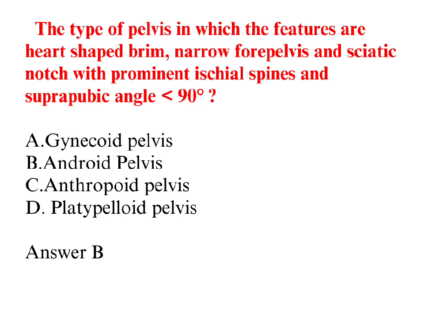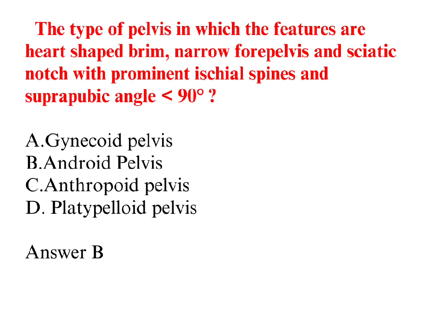Okay, first we will see the answers. A gynecoid pelvis, B android pelvis, C anthropoid pelvis, D platypelloid pelvis. Okay, we will see one by one. A gynecoid, the shape of the pelvis is round and wide, normally female pelvis. B android pelvis, that is heart shaped pelvis, mostly this will be seen in the male pelvis.